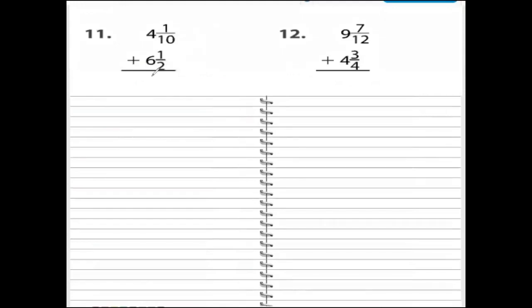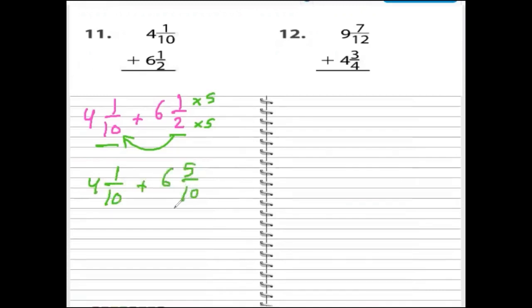Let's move to question 11. 4 and 1 over 10, I'm going to write in here, plus 6 and 1 over 2. I'm going to add the fractions first. Half and 1 over 10. No common denominator, so I'm going to make the 2 become 10, can I? Yeah, I'm going to multiply by 5, up and down. So the new fractions will be 4 and 1 over 10 plus 6 and 5 over 10.